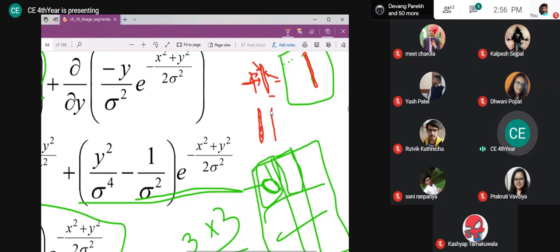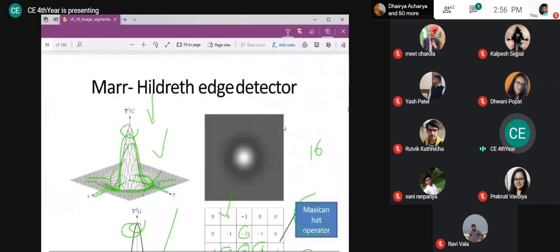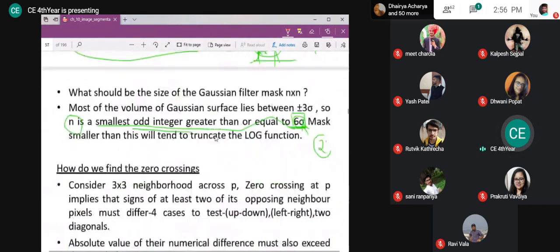How? If there is a positive pixel on this side and a negative pixel on this side, then take the center value. That is how you can find the zero crossing. Okay, so we can conclude again here. We can see that here.